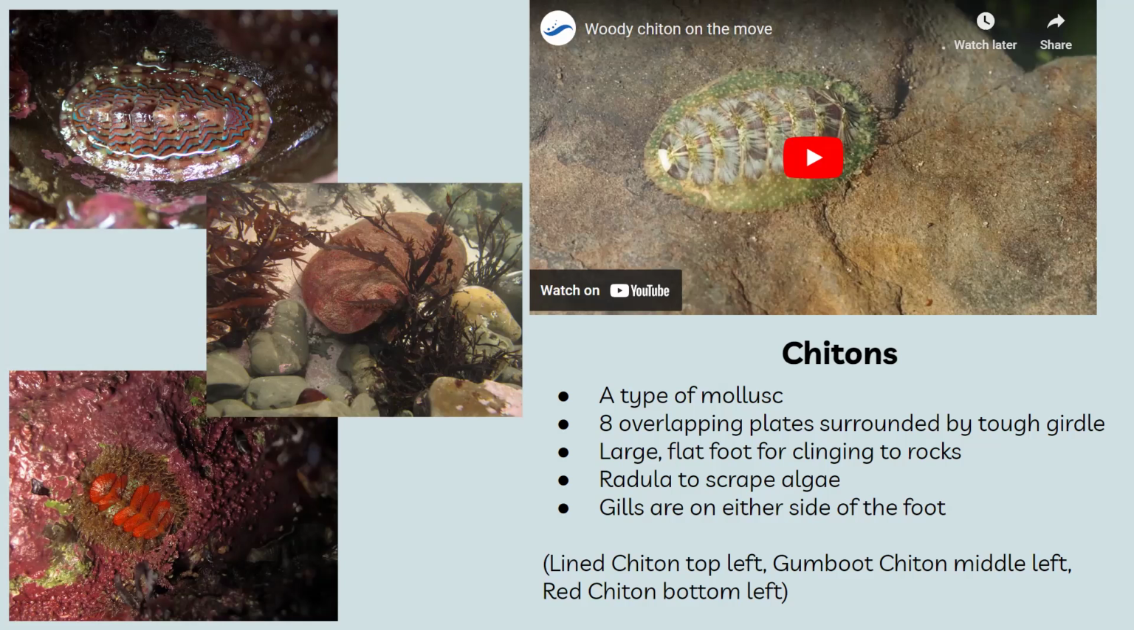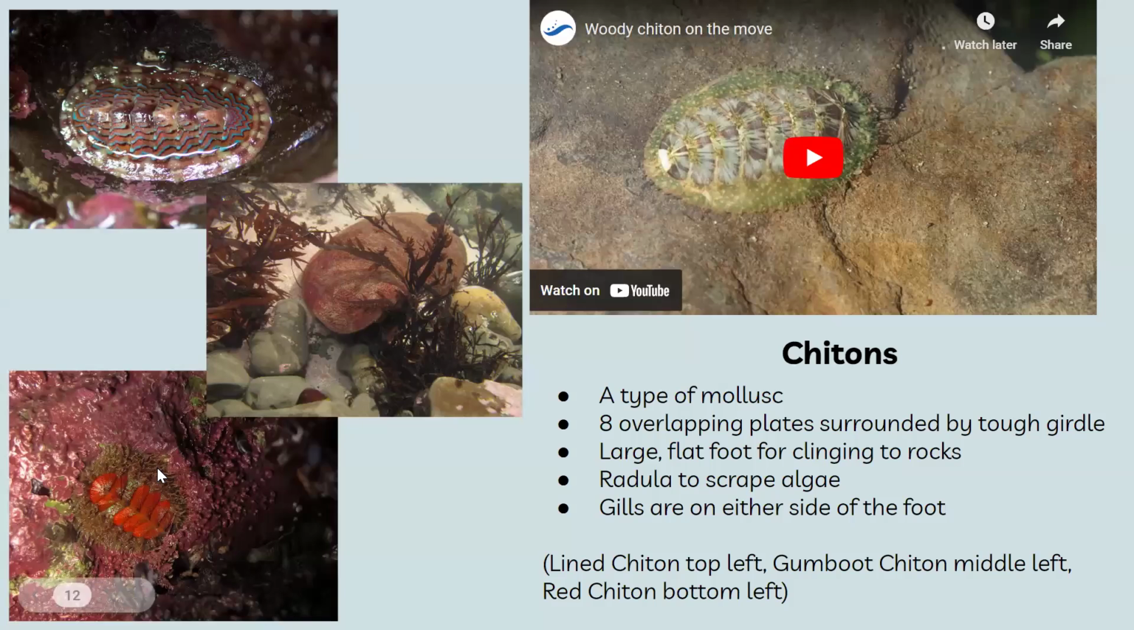And I led a tour at the tidepools last week, and one of the students that we were showing around found a gumboot chiton. And I had actually never seen one up close and personal before. And it was really exciting to see. It was just out of the water, just out of the tide pools. And it was significantly larger than my foot. That was really fun to see.